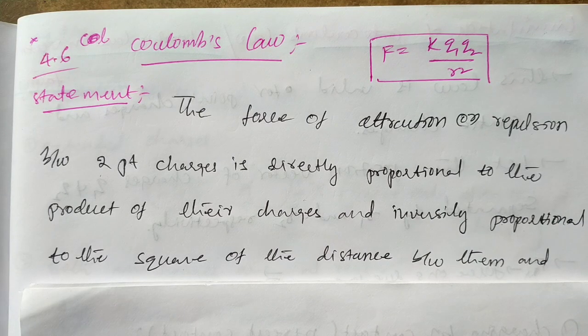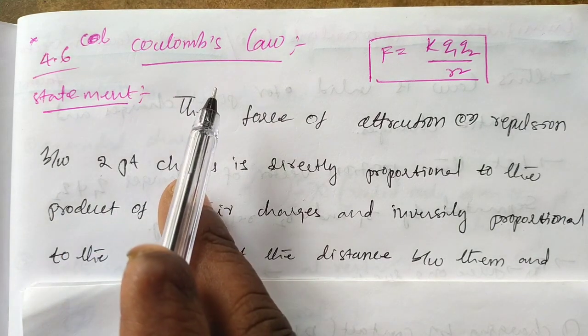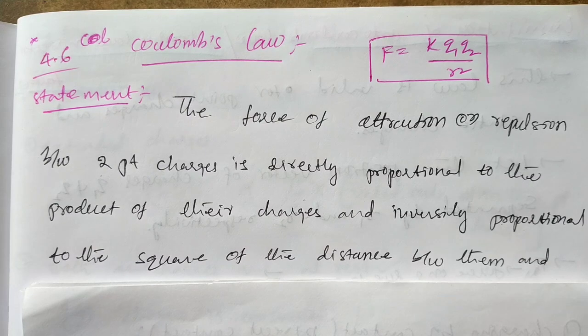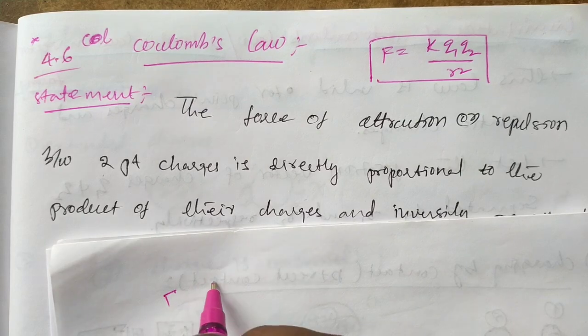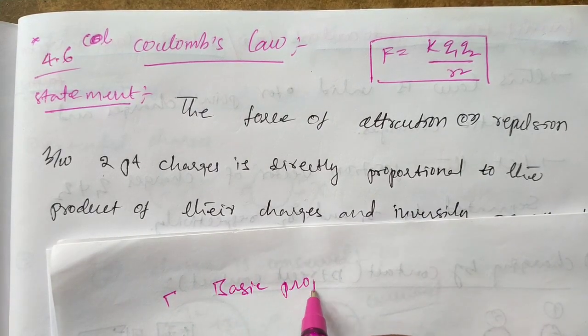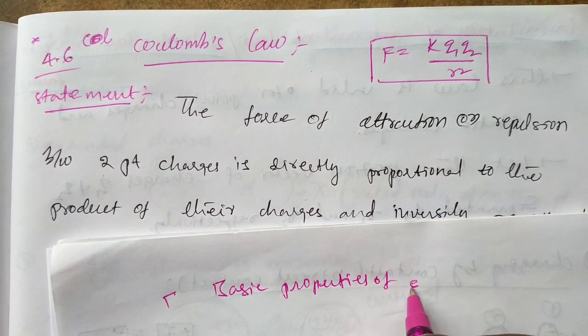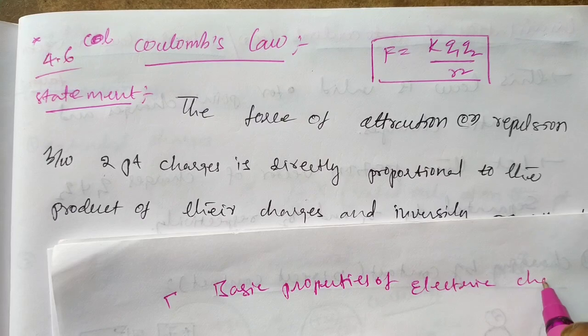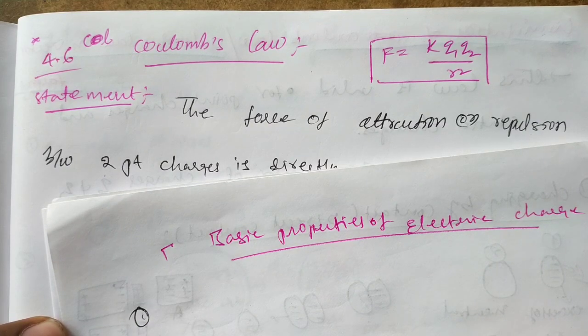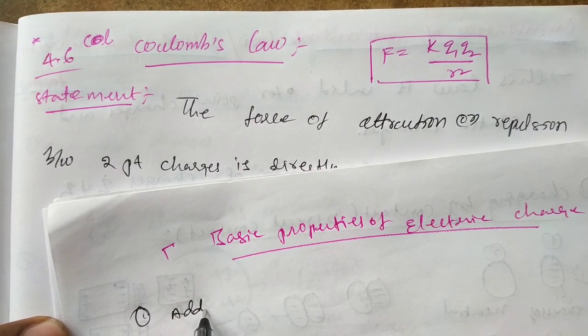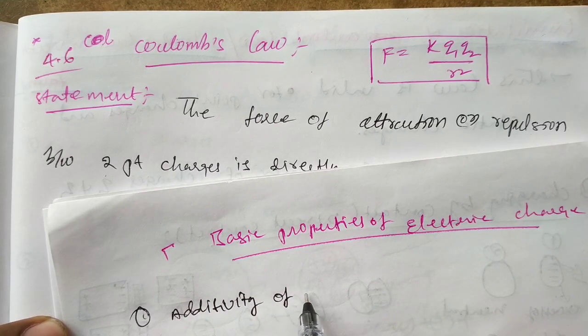Today we discuss 4.6 Coulomb's law. In the previous class, we discussed the basic properties of electric charge. The first one is additivity of charge.